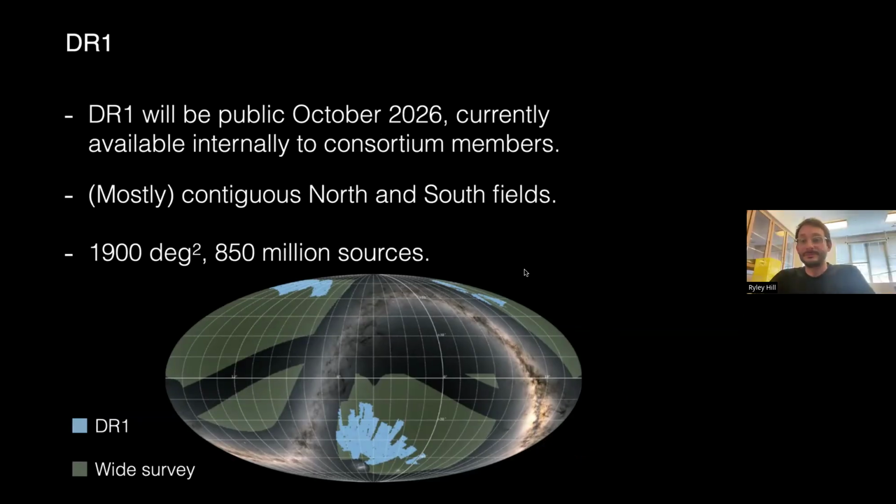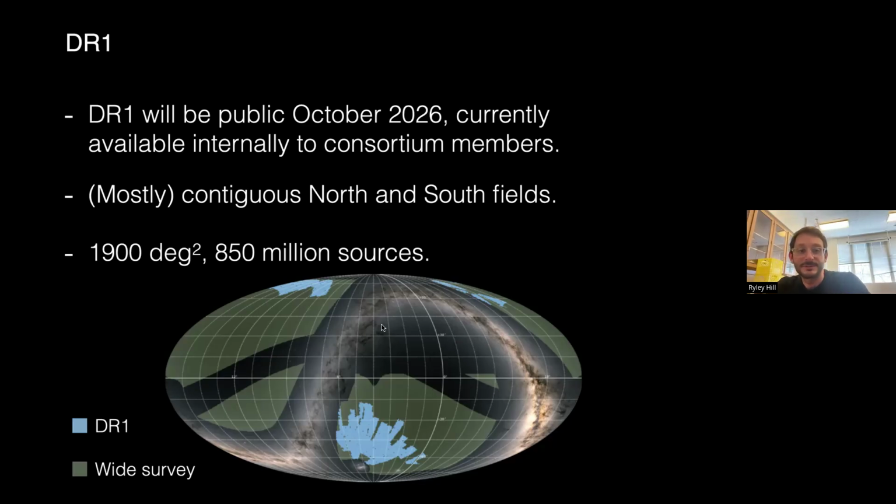Yeah. So the last little bit, right? As we were talking about DR1, it will become public in October of this year, but if you are a Euclid member, you can access it now. And then I'm going to talk a bit about how you would become an official Euclid member and what benefits you get from that and all that kind of stuff.